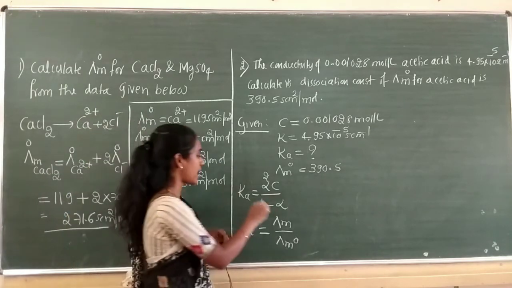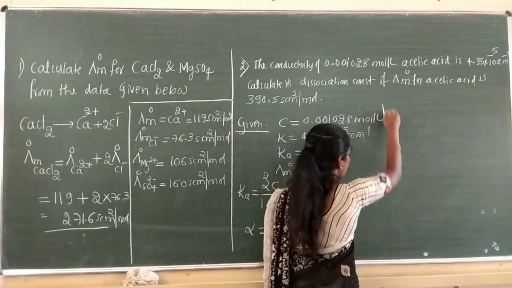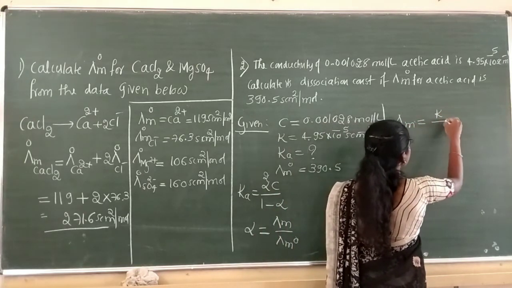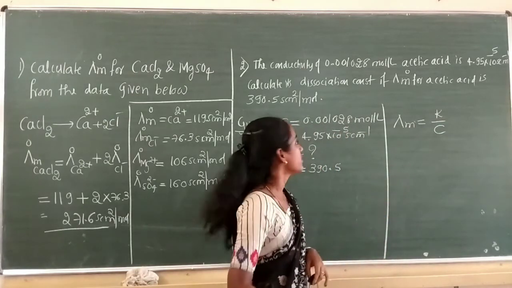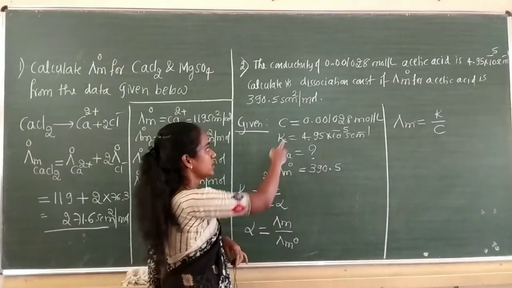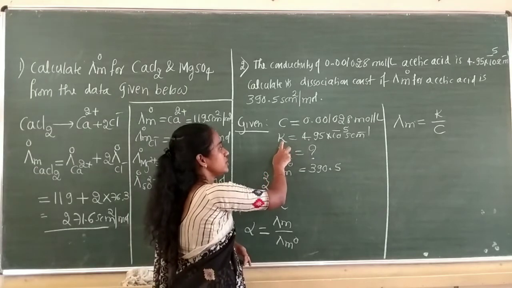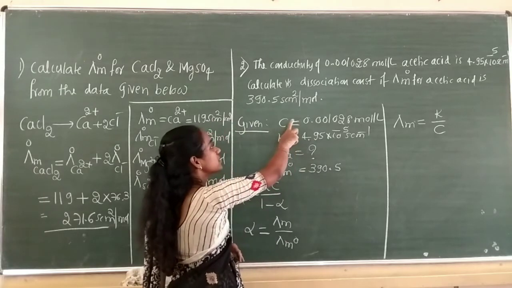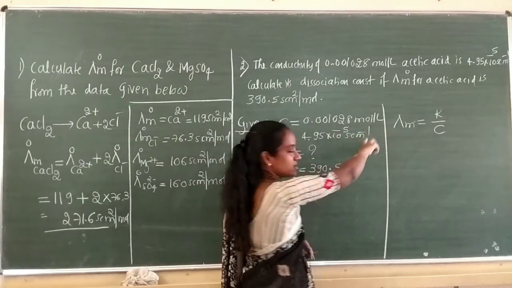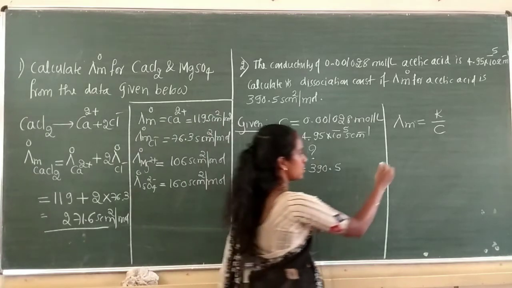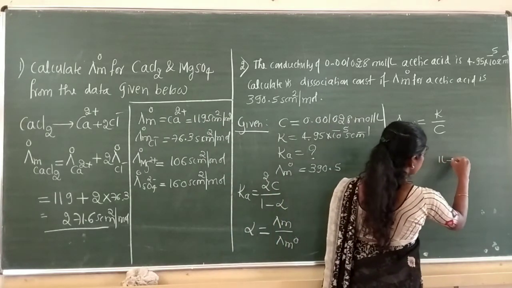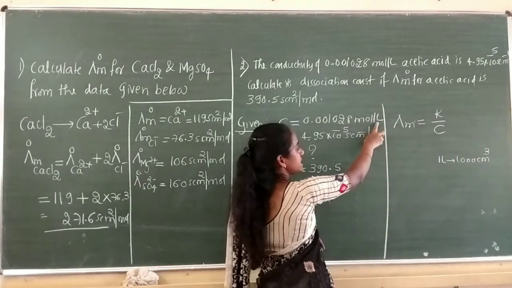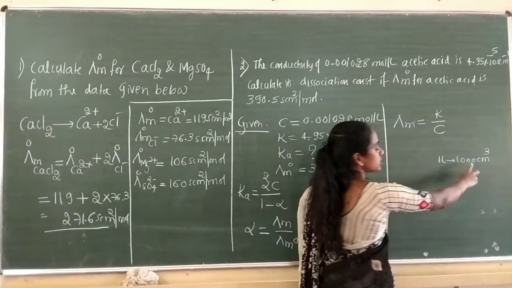So first we have to calculate molar conductivity, lambda m, by using the formula K by C. We have the conductivity value and the concentration is given. The unit of conductivity is in Siemens per centimeter, so let us convert the concentration from liters to cubic centimeters. We know that 1 liter is equal to 1000 cm cube, so directly we can write 10 to the power 3 instead of liter.